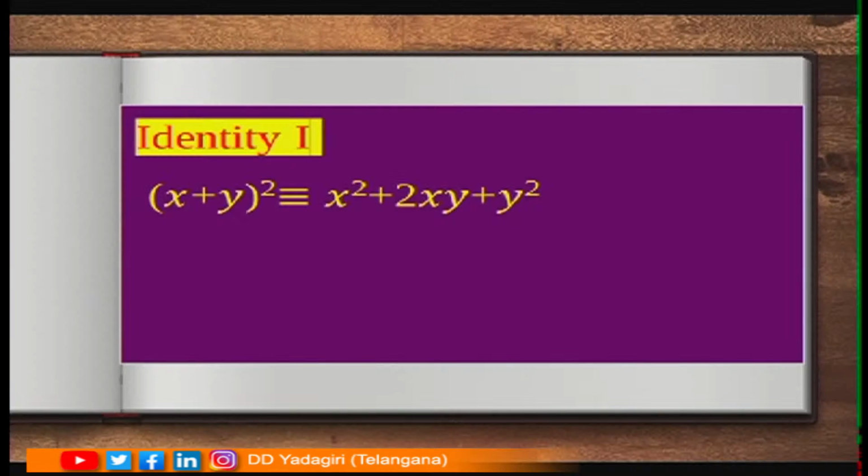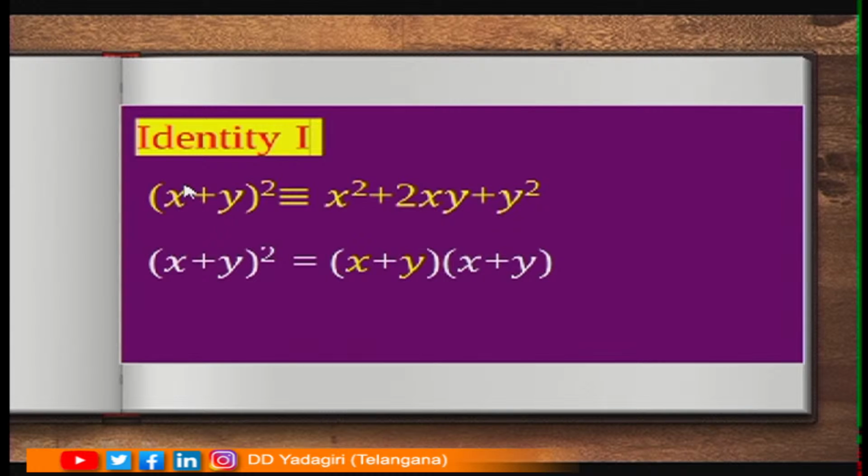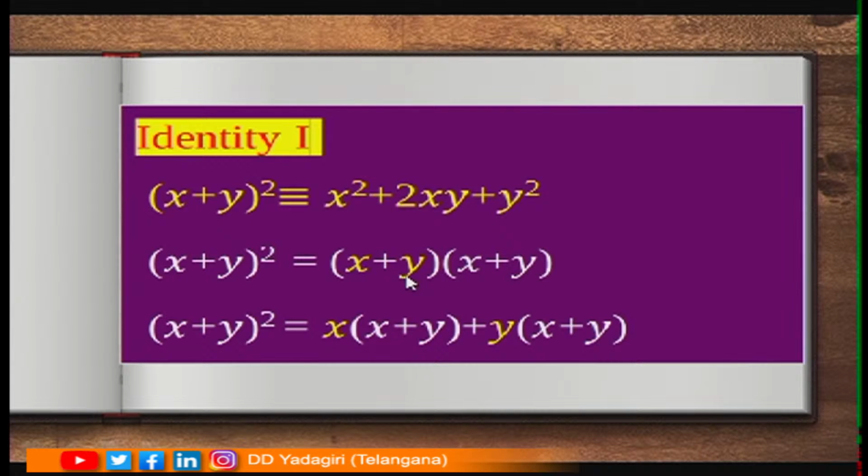We got the first identity, x plus y whole square is equal to x square plus 2xy plus y square. To prove this, we start with the left hand side. x plus y whole square you can write as x plus y into x plus y. How do you expand this? You take the first term x and multiply with x plus y, and the second term y and multiply with x plus y. So, you can write x plus y whole square as x into x plus y plus y into x plus y.